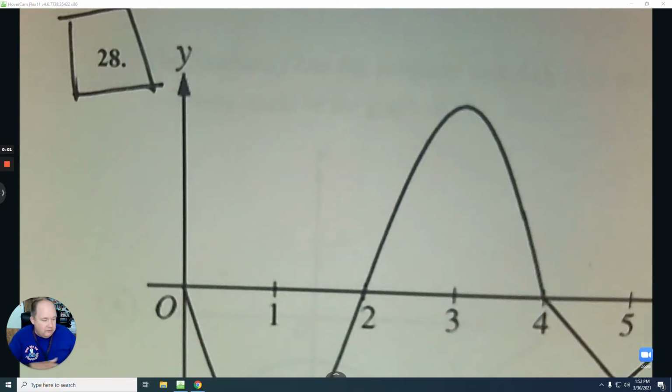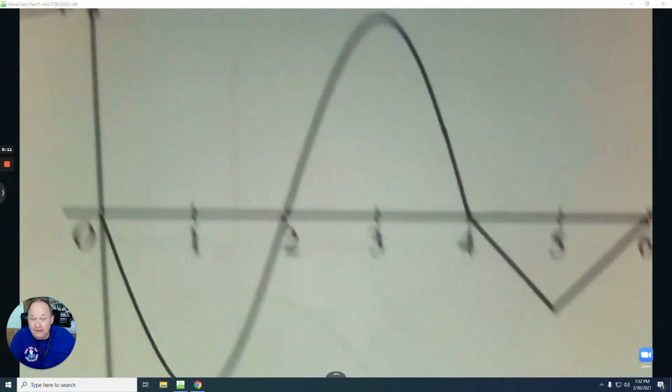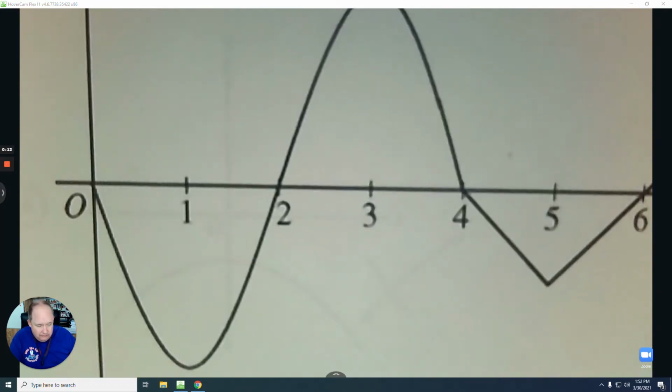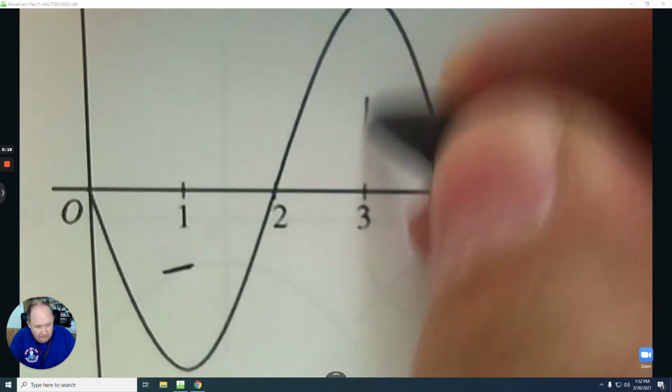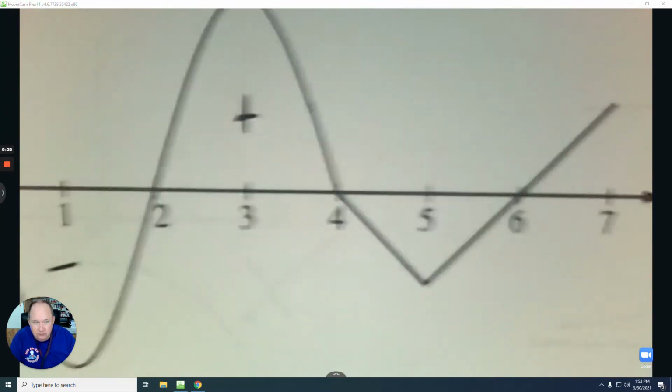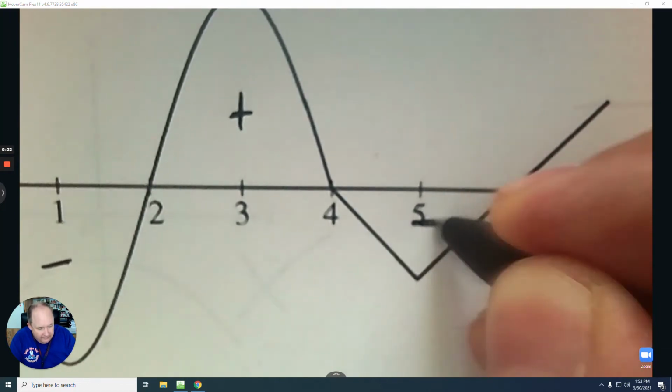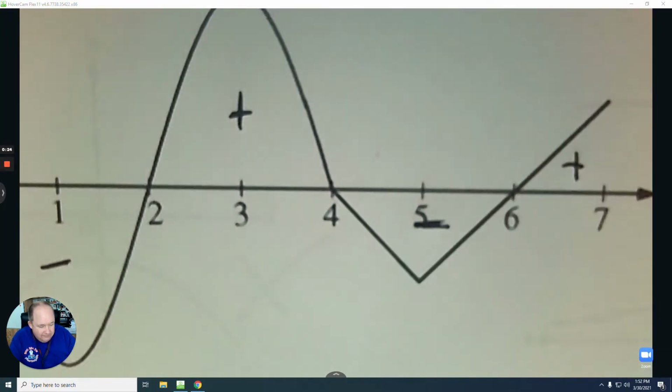All right, here's question number 28. This is one of the simpler ones. The graph of the derivative is shown. Which of the following intervals is the function decreasing if this is the graph of the derivative? So when the derivative is below, it's decreasing. When the derivative is above, it's increasing. So where are the intervals where it's decreasing?